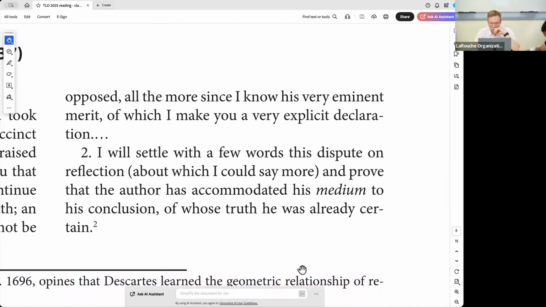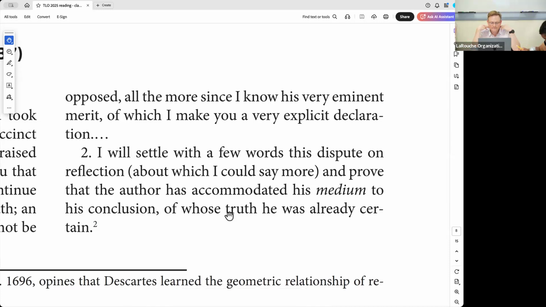I will settle with a few words this dispute on reflection, about which I could say more, and prove that the author has accommodated his medium to his conclusion, of whose truth he was already certain. That last, what does that last sentence mean? Sure. I'll settle with a few words this dispute on reflection. What does it mean? Could you restate what he's saying?